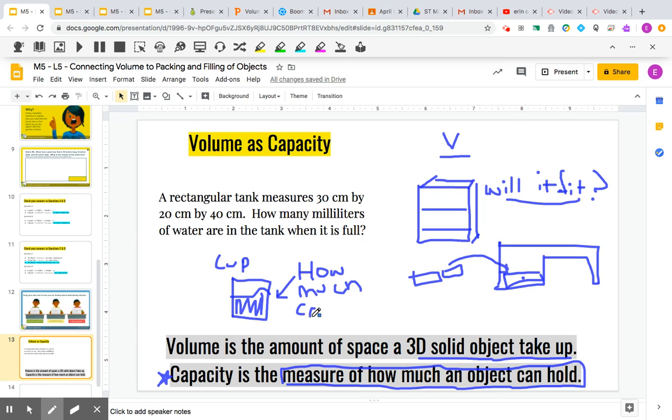What else would I need to use capacity for? I could use it for a bowl of soup. I could use it for a candy bag. I don't want to know the volume of the bag. I want to know the capacity, or how much I can put in that bag.